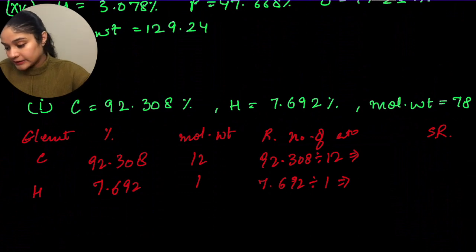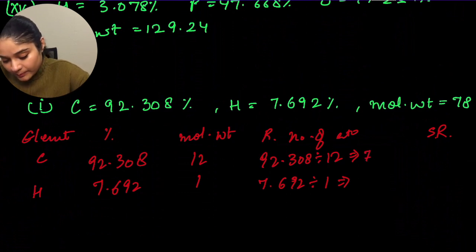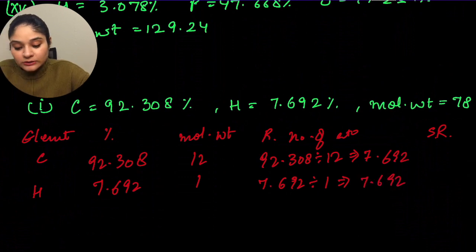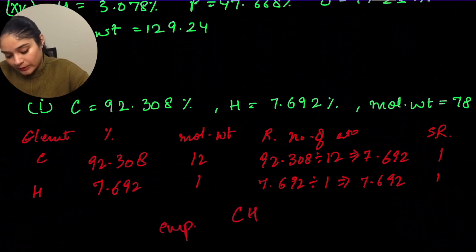So I have 92.308 divided by 12, and I am getting 7.692, and for this of course 7.692. So your simple ratio would be 1 and 1. If that is the case, your empirical formula comes out to be CH.